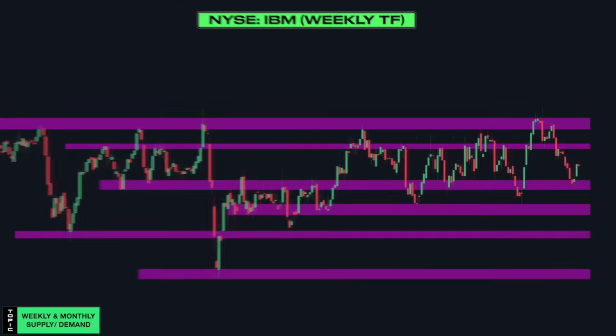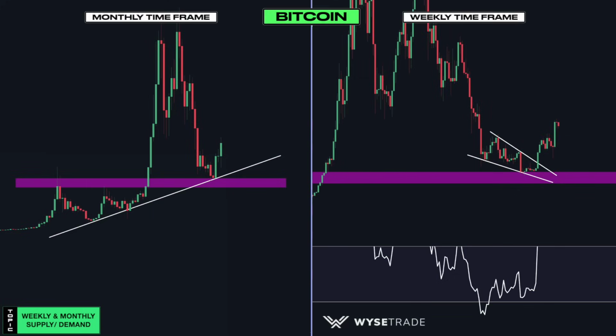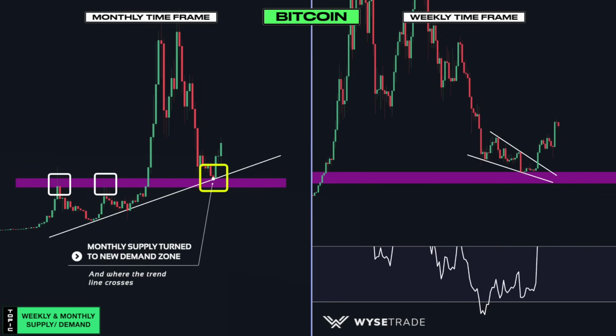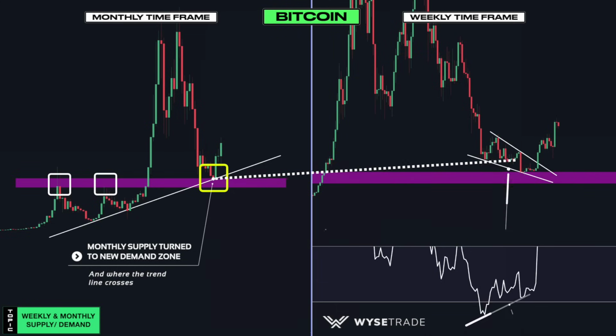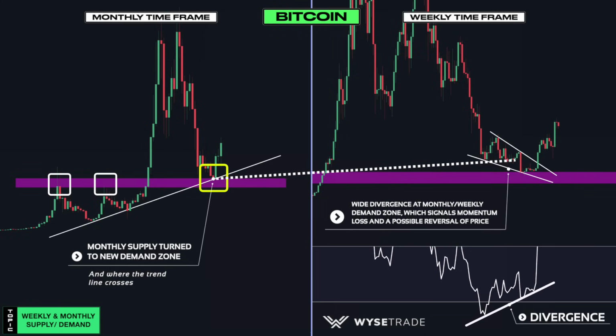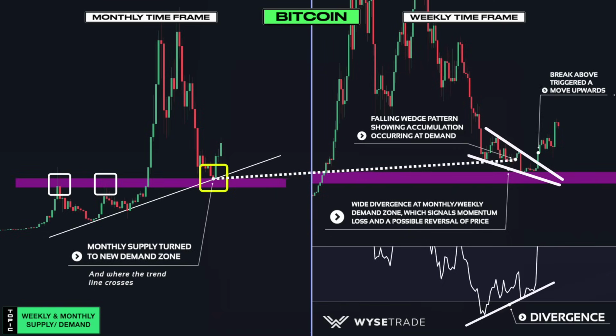So let's show this again. On the left is the Bitcoin monthly, and on the right is the Bitcoin weekly. Price came down right to this monthly supply turned to new demand zone, tapped it and reversed. Even when looking inside of where price touched, but on the weekly time frame, you had a wide divergence right at the monthly demand zone, which signaled momentum loss and a possible reversal. You also have the falling wedge pattern and accumulation occurring, and once the pattern broke above, this triggered the move upwards.